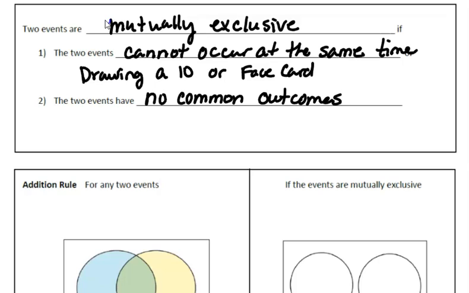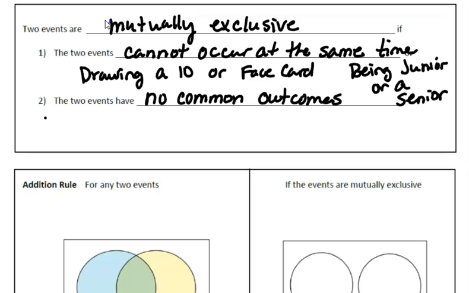Another one would be being a junior or a senior. You can't be both at the same time. You're either a junior or a senior. Two events having no common outcomes.